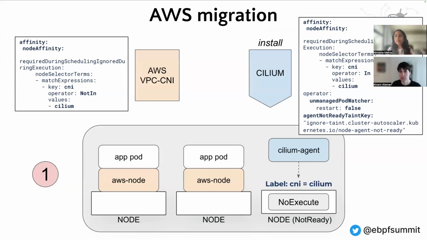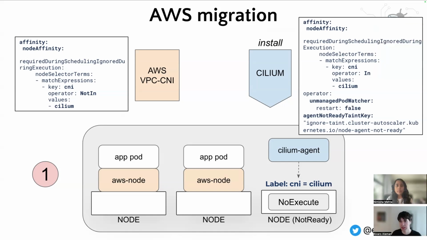So let's talk a bit about the actual migration process, starting with AWS. The way we do this is to set up Cilium only on new nodes while leaving the old ones managed by the default AWS CNI. To achieve this, we label new nodes with the CNI equals Cilium label. We then configure the default AWS CNI to have a node selector that does not match this label, and then we install Cilium with a node selector that only matches it.